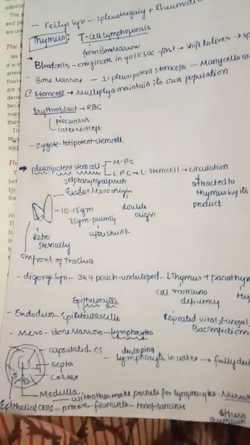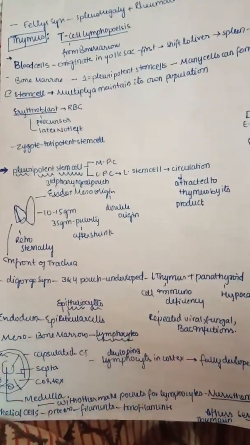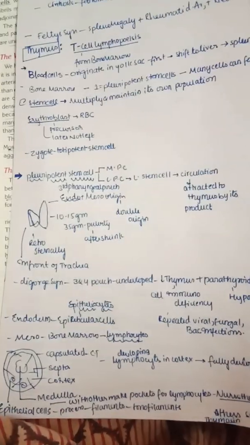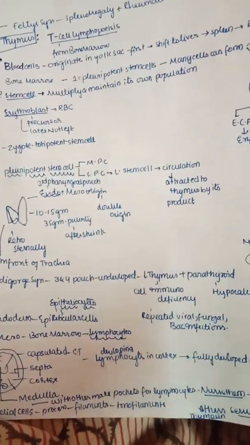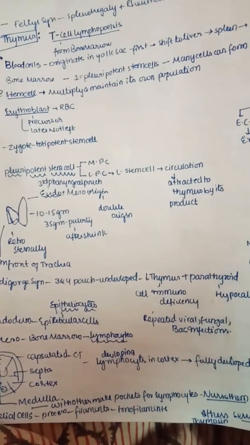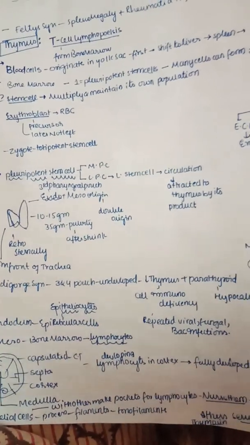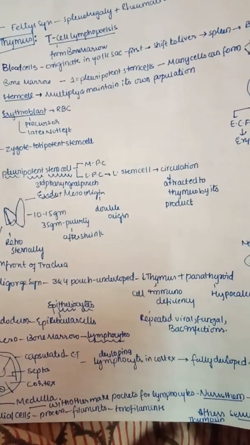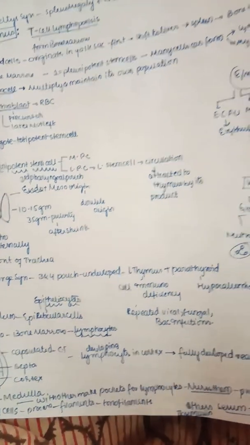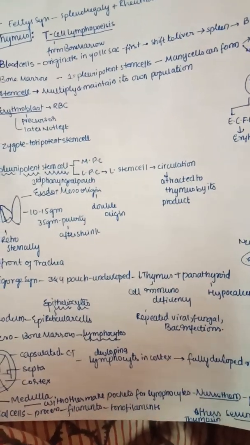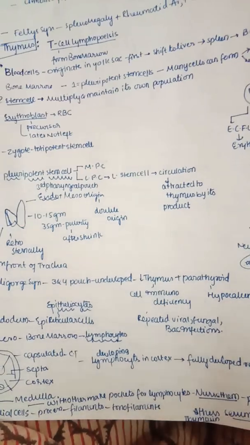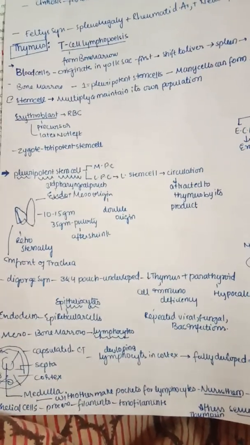The zygote is a totipotent stem cell which can form every cell in our body. Pluripotent stem cells are divided, as we discussed, into myeloid progenitor and lymphoid progenitor. From lymphoid progenitor cells, the lymphoid stem cells are formed, and they enter the circulation and are attracted to the thymus mainly by its product. Let us see.